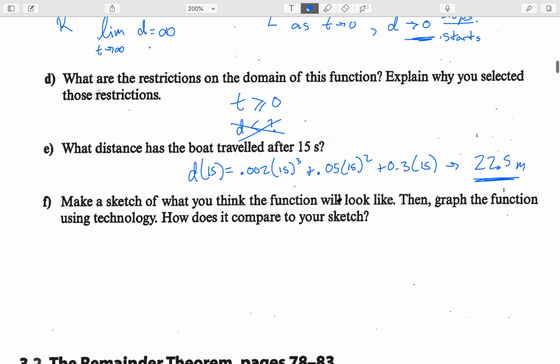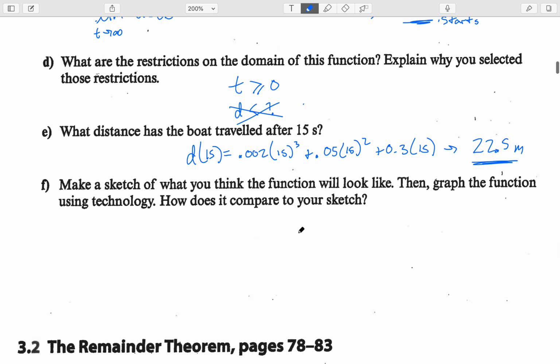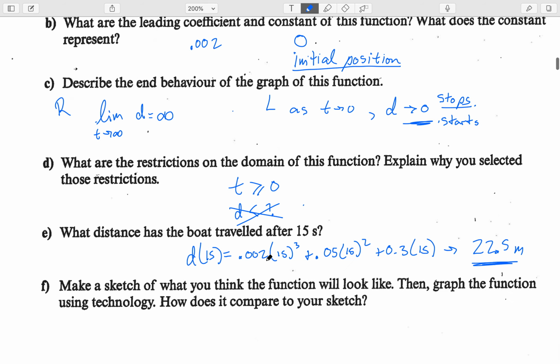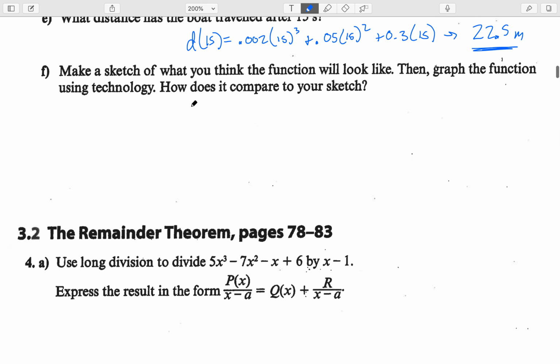It says, make a sketch of what you think the function looks like, and then graph it using technology. Well, I'd have to factor this thing, and you know what? I'm not going to factor this thing. If we were to graph this thing using technology, come on, let's use our graphing calculators effectively. If we actually graph this thing, what does it look like? It looks something like this. And then it goes through 0, and then it keeps going on. This is the only part of the graph that exists, because this part doesn't. Think about it. This part shouldn't exist.